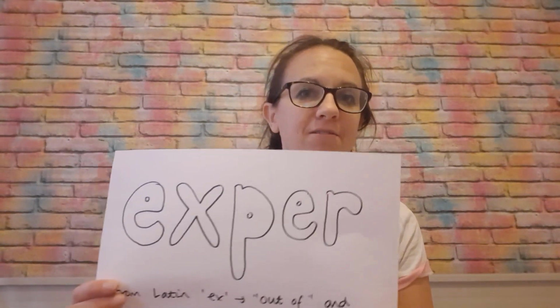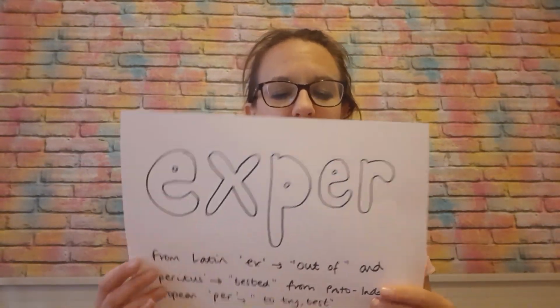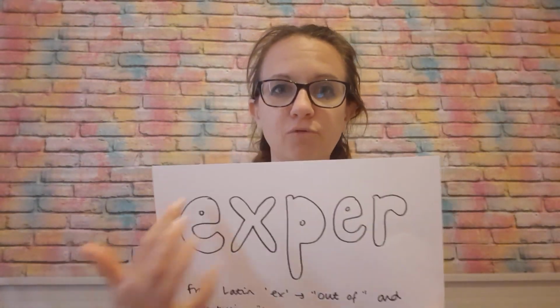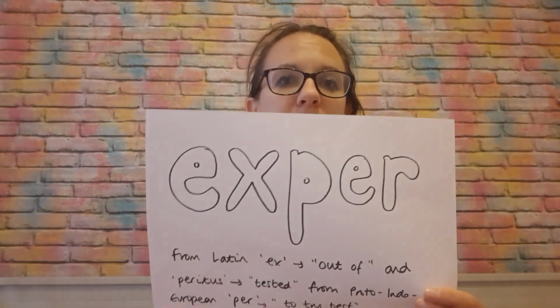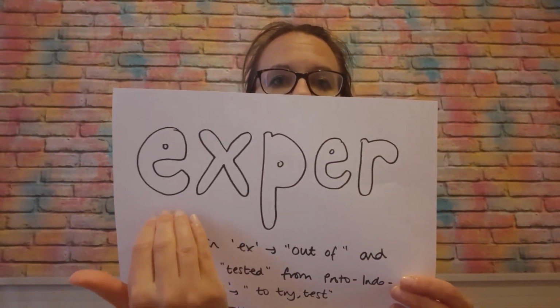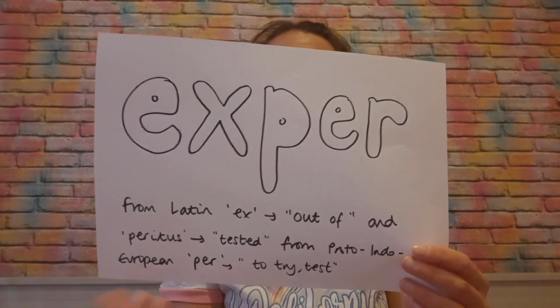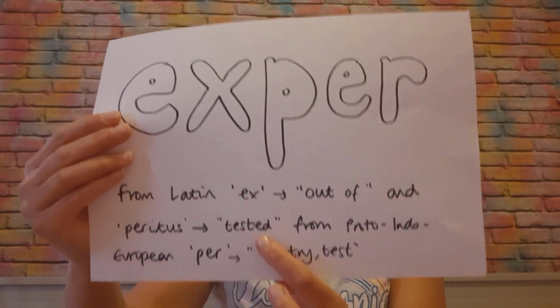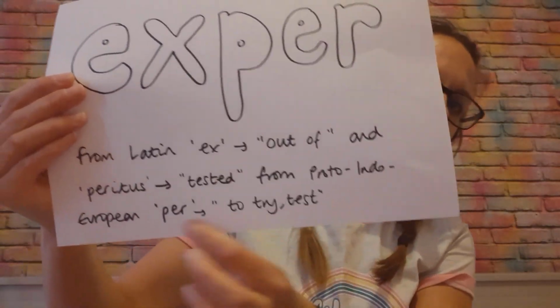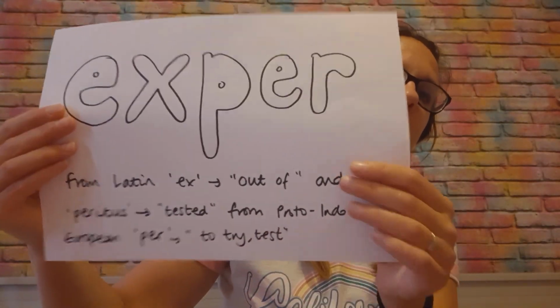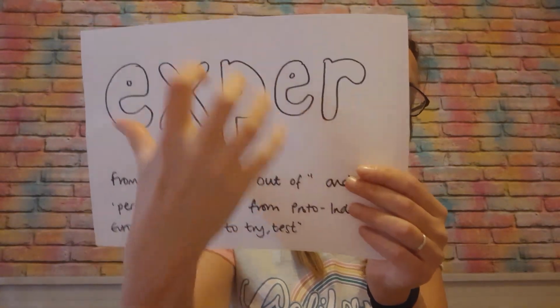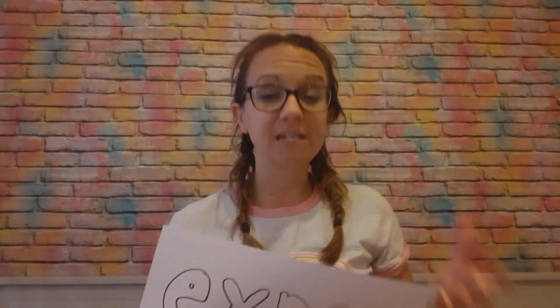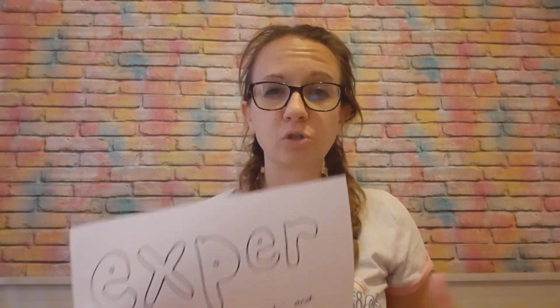Okay, it is this: exper. This comes from two bits of Latin that have been merged together. You'd recognise the X there, which means out of. Then we've got per. The per actually comes from the Latin peritus, meaning tested, from Proto-European per, meaning to try or to test. So you've almost got to try out, or to test out. All the words you'll see today have the exper in it, and it's all to do with trying something or testing something.